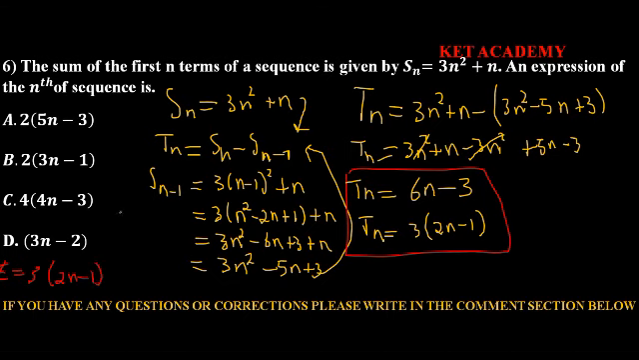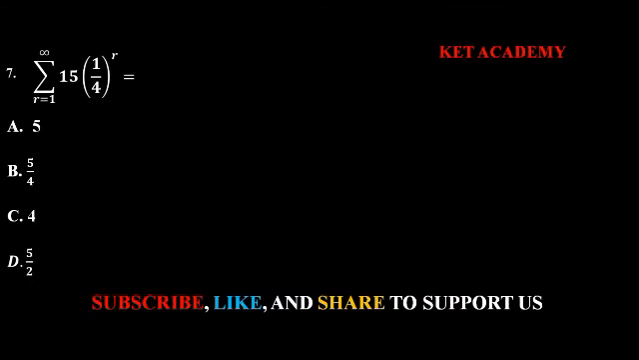So if we go to the next question, question 7, which says the sum from r equals 1 to infinity of 15 into 1 on 4 to the power r is... So from here we see this is clearly sum to infinity, because we are summing this up to infinity, and we know the formula for sum to infinity is given as a divided by 1 minus r. So we are going to look for our a, which is the first term, and our r, which is the common ratio. And to get the common ratio, we need at least 3 terms, and then we compare their ratios.